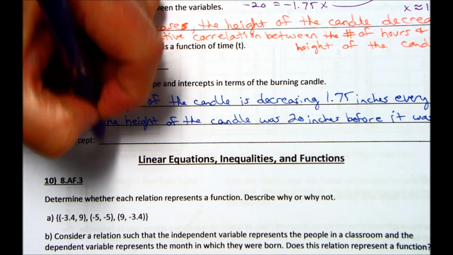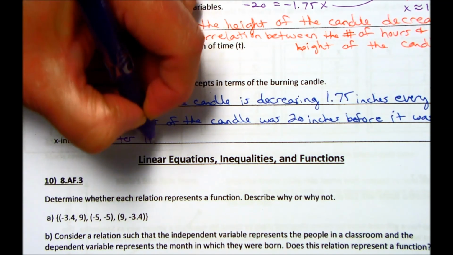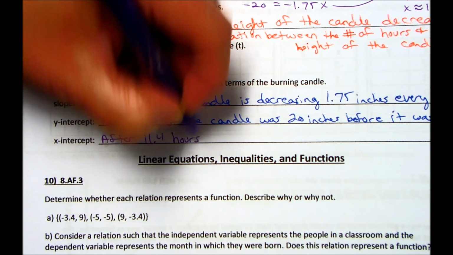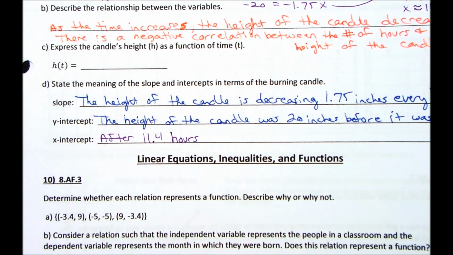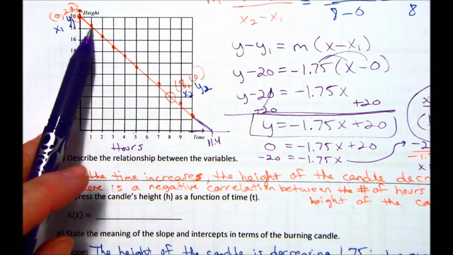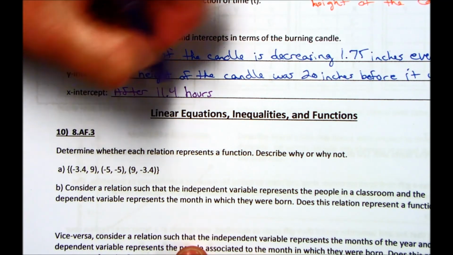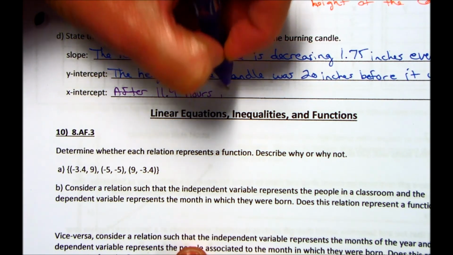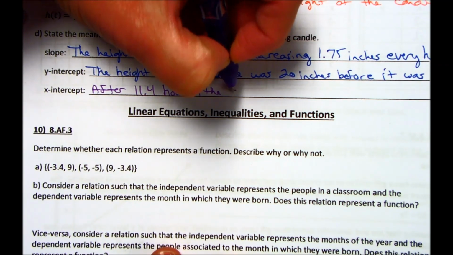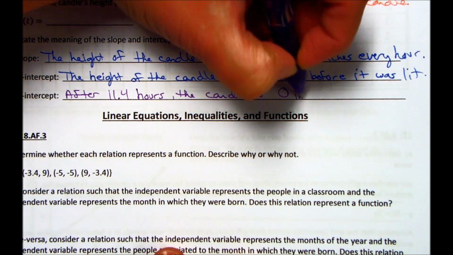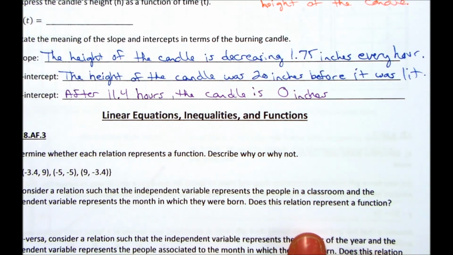So after 11.4 hours, or about 11.4 hours, again, that's not going to be as exact as if we used a graphing calculator and plugged these points in. So after 11.4 hours, the candle is 0 inches. Or basically it would burn all the way down to the end.